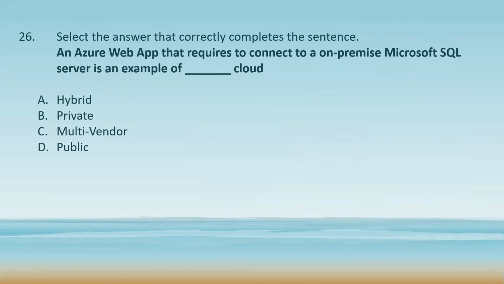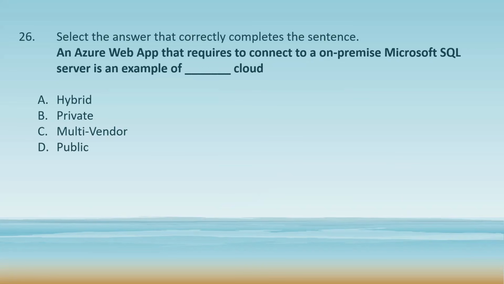Select the answer that correctly completes the sentence. An Azure web app that requires to connect to an on-premise Microsoft SQL Server is an example of which cloud? Your options are hybrid, private, multi-vendor, public.